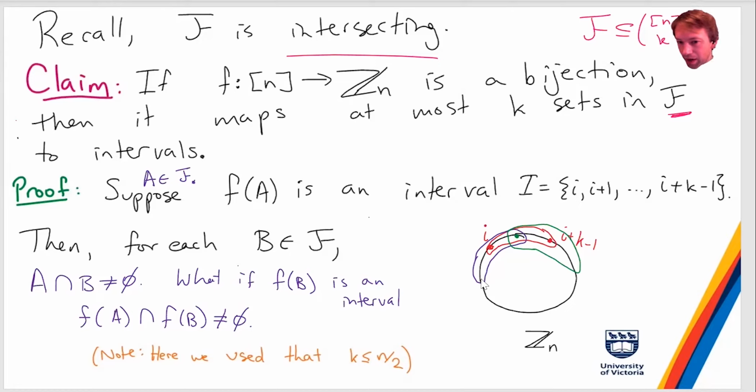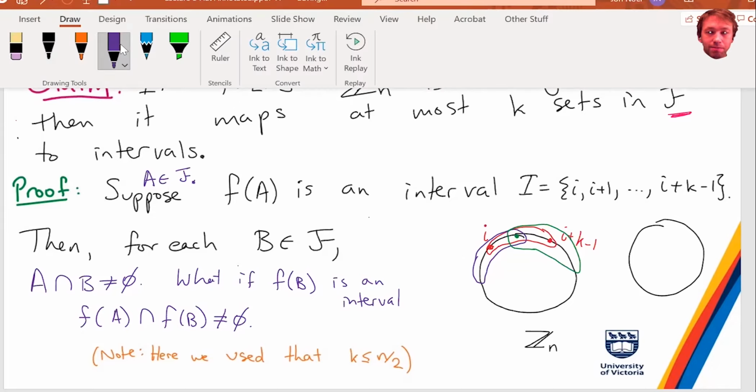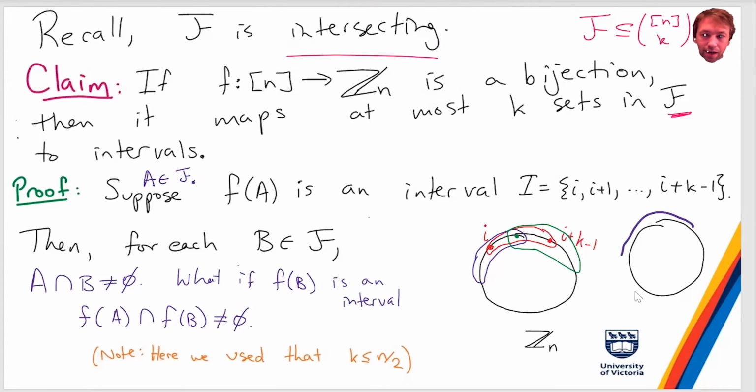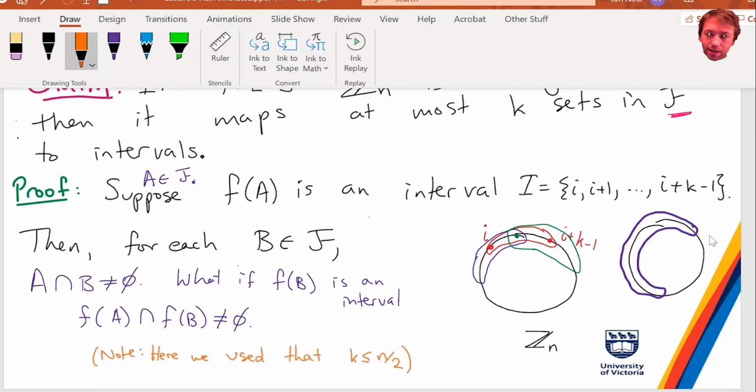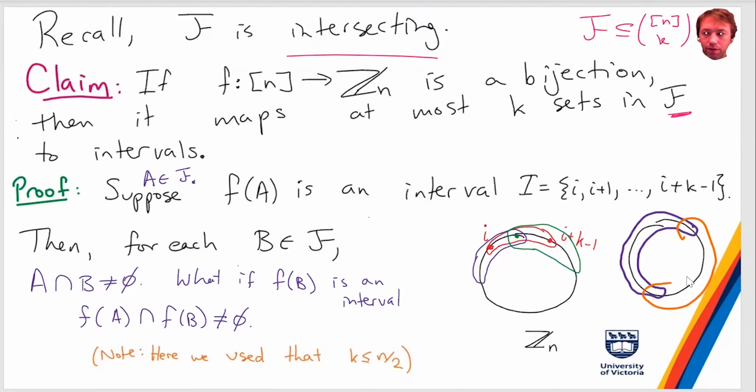Maybe the way I'll argue it is, I should also point out that it's important that k is at most n over 2 here, because this picture only works if k is at most n over 2. If k is bigger than n over 2, you could have intervals that overlap because they wrap around a little bit, right? So I think this is the only place we're going to use this assumption that k is at most n over 2.